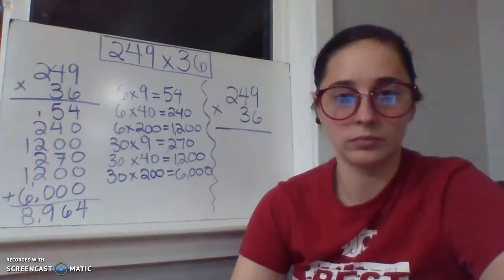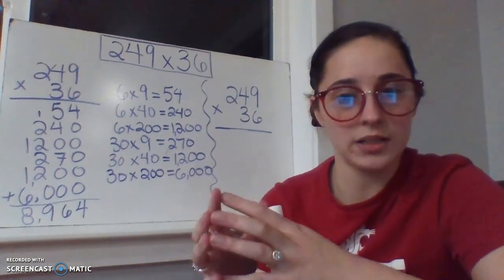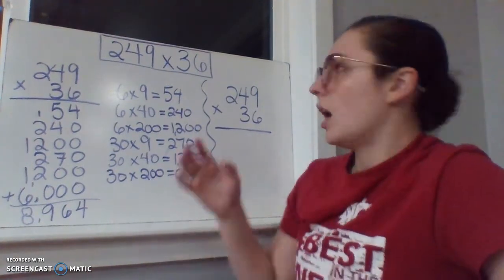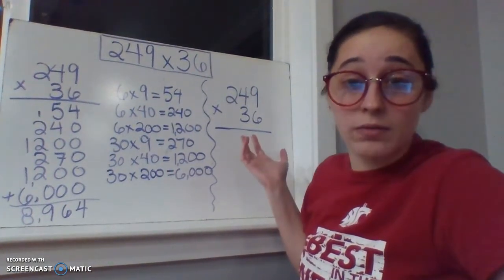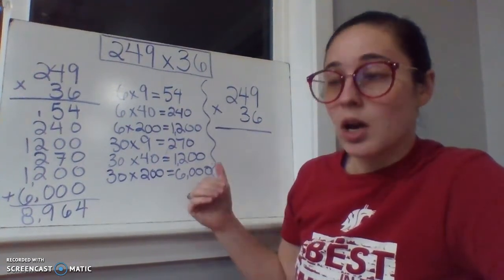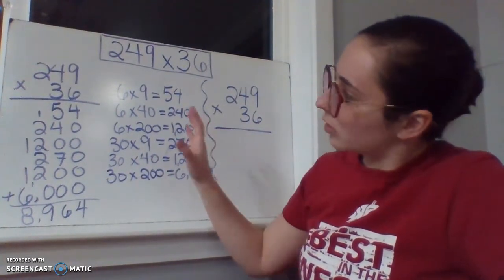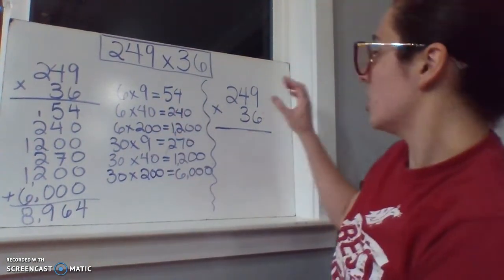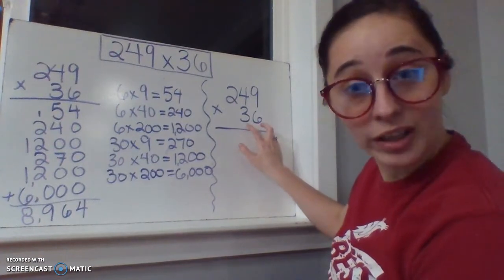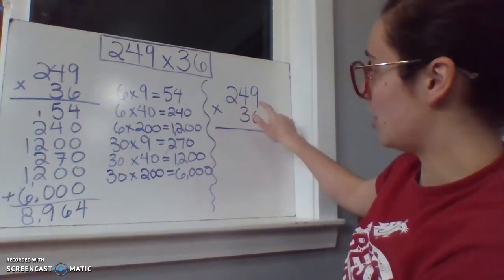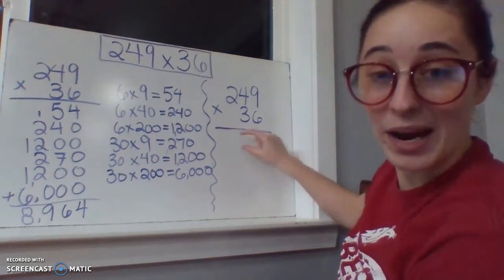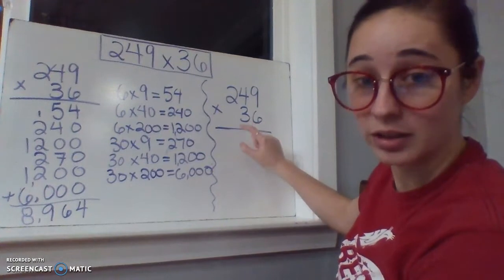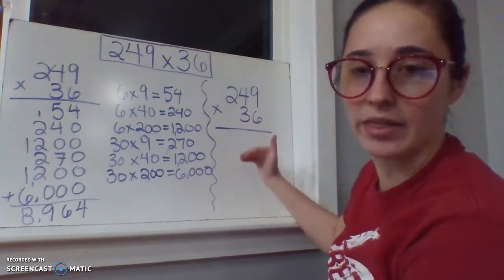When we use the condensed traditional version of the standard algorithm for multiplication, especially for ones where we have 2 multi-digit numbers, it actually will look kind of similar to what we did here, because what we have to do is break apart the 6 and the 30. So what I'm going to do is I'm going to do 249 times 6. I'm going to write my answer below, and then I'm going to do 249 times 30, write my answer below that, and then add them up together.